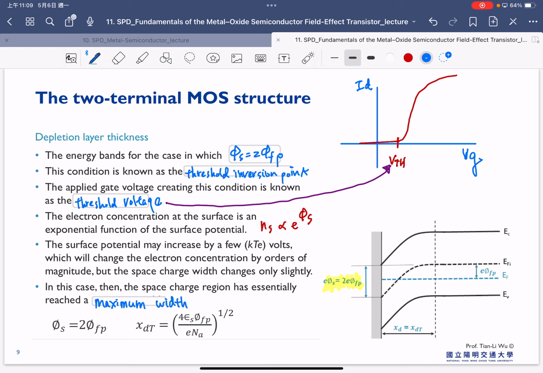This is because once we have the condition beyond this one, our Fermi energy starts to get close to our conduction band, and therefore the surface charge here increases exponentially. Whatever additional bias we apply will only be reflected in the charge here and will not influence the depletion width anymore. So that's why we reach the maximum width as shown here.